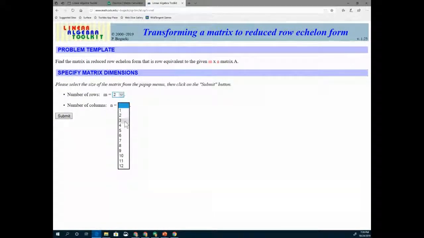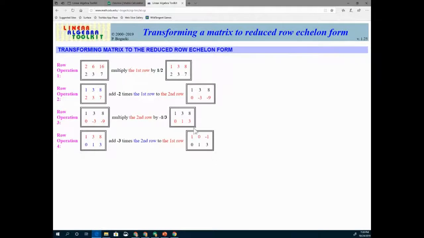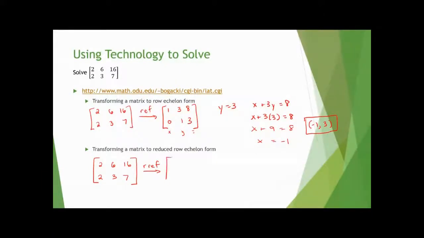So I have 2 rows, 3 columns. Hit submit and then type this in again. Hit submit. And so this last matrix, that's what I'm going to write down. It's 1, 0, negative 1, which matches with x, and then 0, 1, 3. And then you would say x equals negative 1, y equals 3, and give your answer like that.